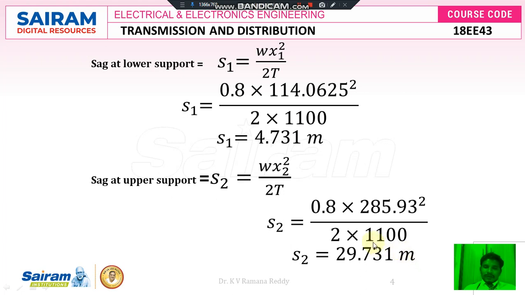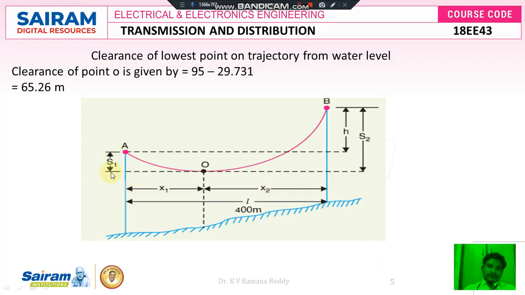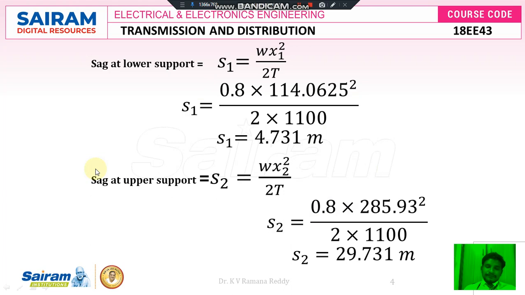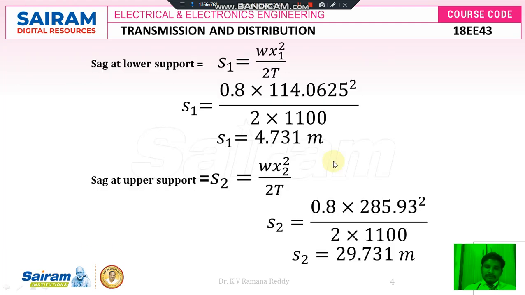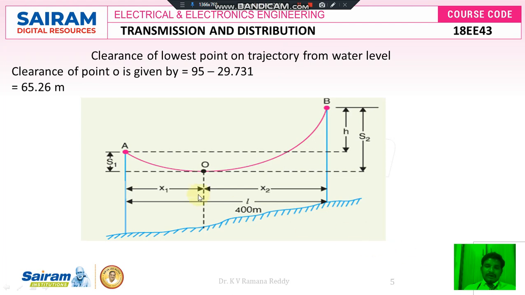So S1 is equal to 4.731 meters and S2 is equal to 29.731 meters. We have calculated the two sags: sag S1 with respect to tower A and point O, and sag S2 with respect to tower B height and point O.